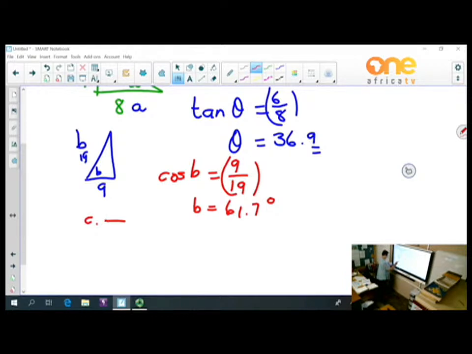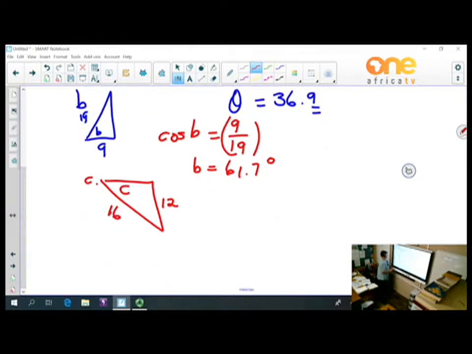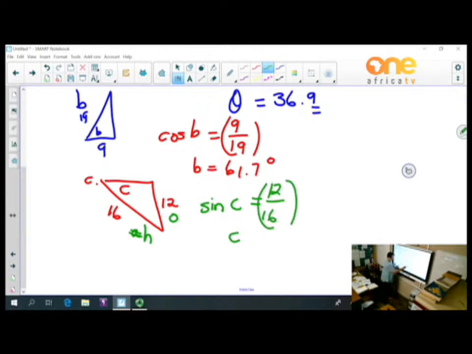Number C looks like this, 12, 16, C. Which function are you going to use now? So we can look here, this is the opposite and the hypotenuse, sorry. So that is the sine function. So sine C is 12/16. To find the angle, we press now shift, sine, brackets, 12 divided by 16, close the bracket, is equal to 48.6 degrees.